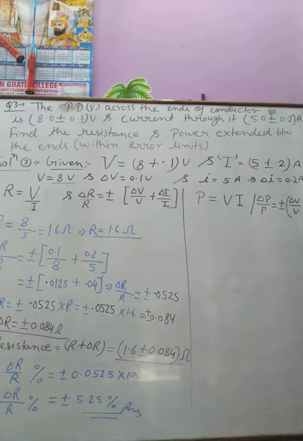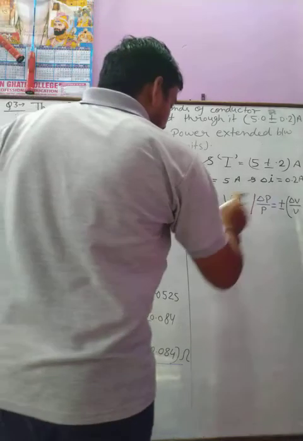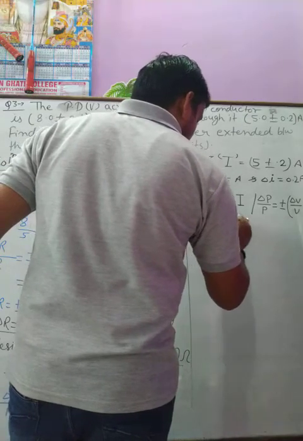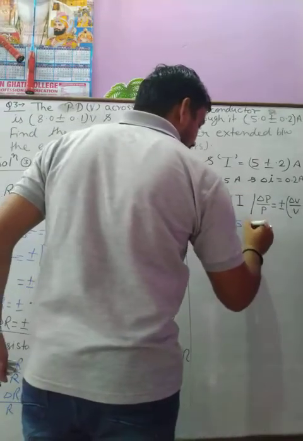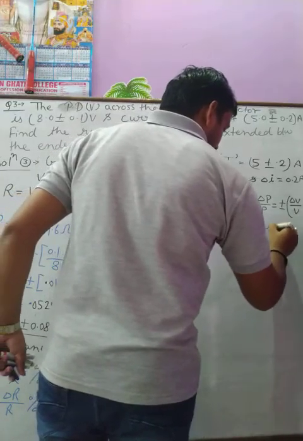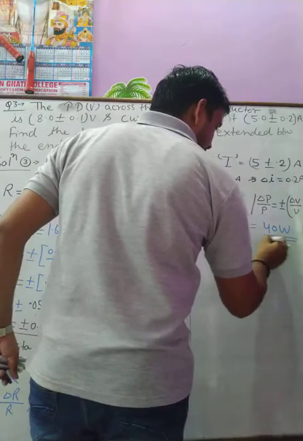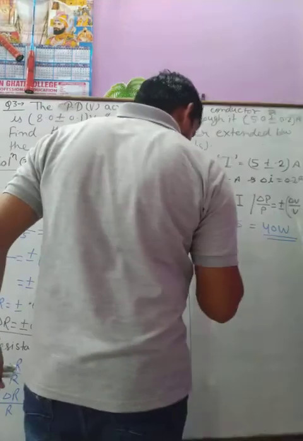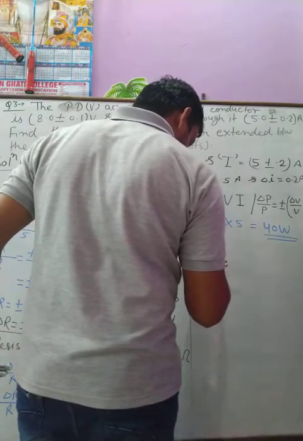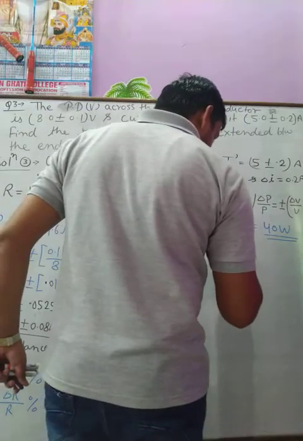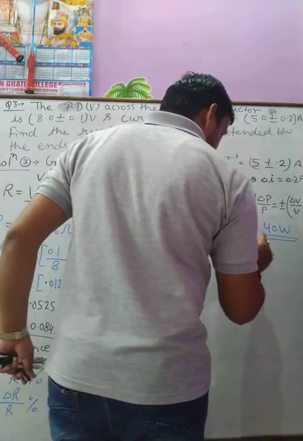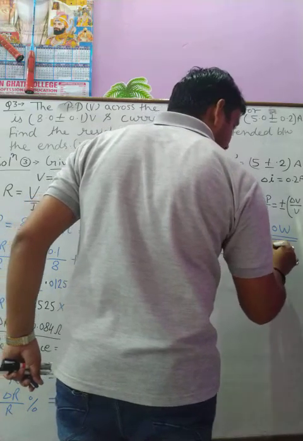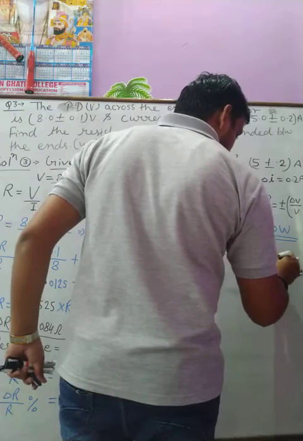Now we calculate for the power. So student, we have P is equal to 8 for voltage and I is 5. Therefore we get 40 watt. This is the power output. Now error in percentage, error in power, that is plus minus del V, del V we have 0.1 upon 8 and plus del I we have 0.2 upon 5.